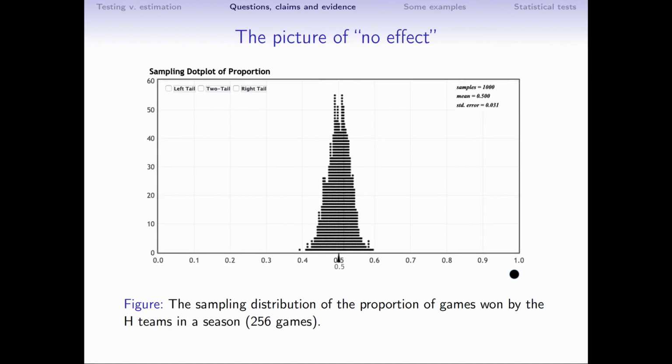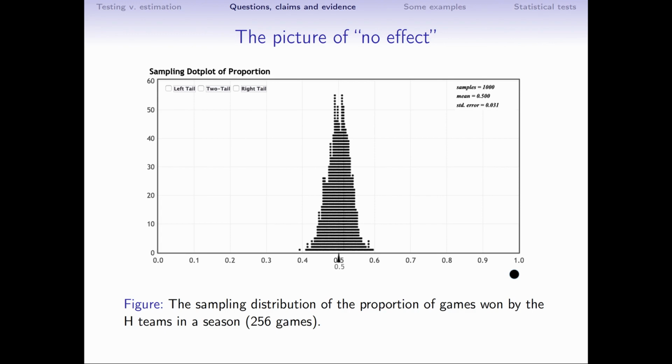Let's look at it this way. In a given season, the teams wearing the tiny H stickers might win 52% of their games. And we might conclude without thinking that this provides evidence for an effect. We might say to ourselves, wearing an H sticker is advantageous. But should we conclude this? Isn't this completely consistent with having no effect at all?